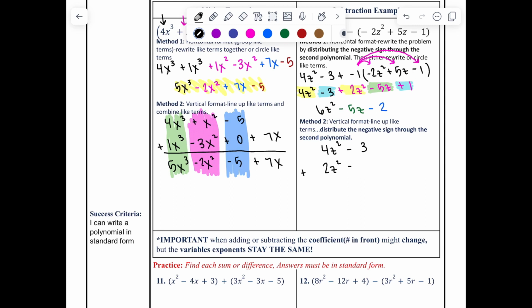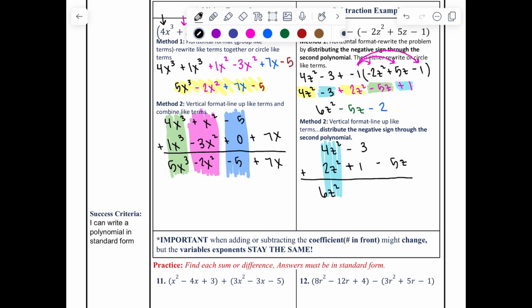So instead of writing this in the traditional order, I'm actually going to change it so that the negative 1 that's now positive because I distributed, I'm going to go ahead and change that so that all of my like terms are right by each other. I did also go ahead and distribute, so everything that was negative is now positive and everything that was positive is now negative. And it's time to just add straight down.